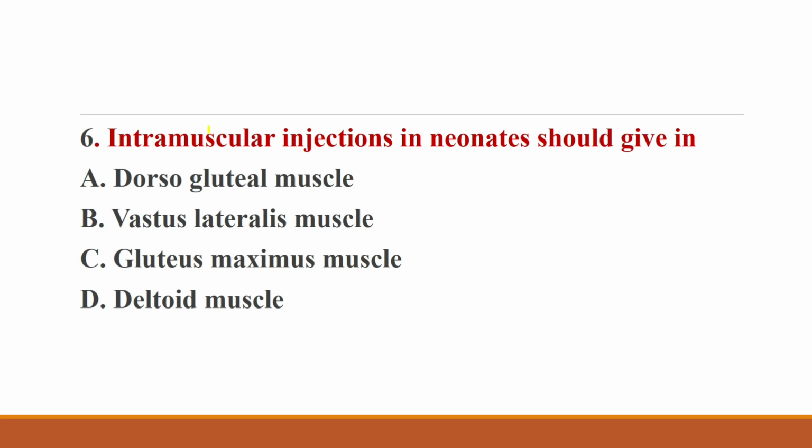Next question, intramuscular injections in neonates should be given in which muscle? Option A, dorsogluteal muscle. Option B, vastus lateralis muscle. Option C, gluteus maximus muscle. Option D, deltoid muscle. Answer is vastus lateralis muscle.